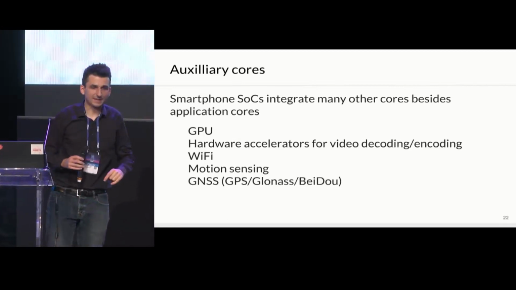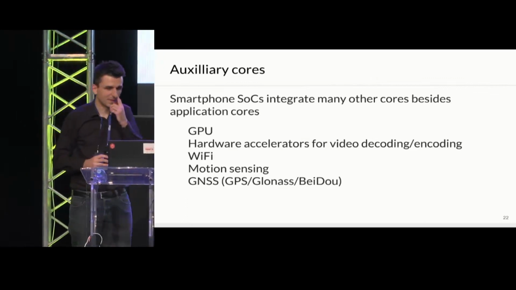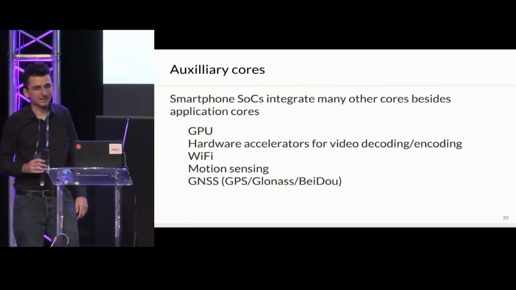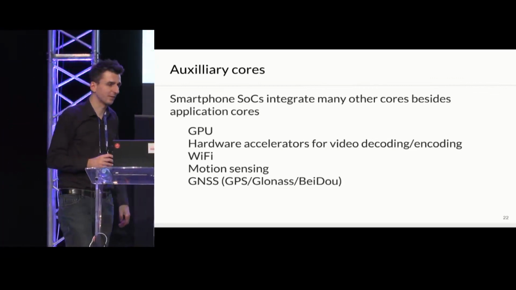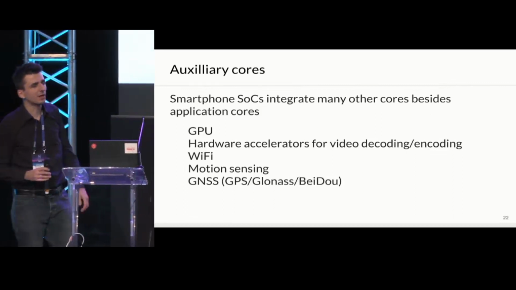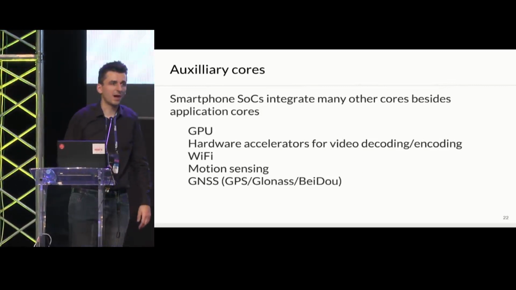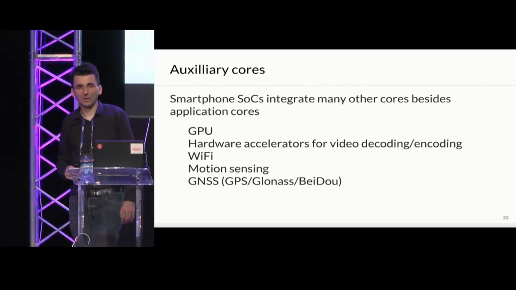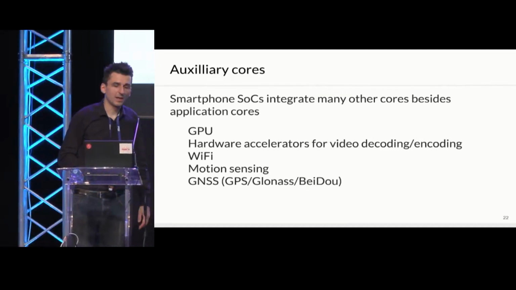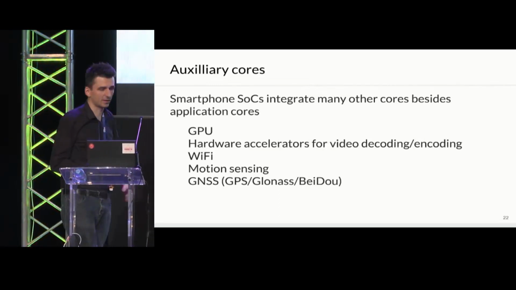While I was looking at device trees, I noticed something interesting. As we know, there are all these different kinds of cores that people have in smartphone SoCs these days. And many of them are ARM, except for the GPU, obviously. Hardware accelerators for video decoding often are ARM. Wi-Fi, in some cases, are ARM cores as well. Motion sensing are usually Cortex-M cores, and GNSS cores are ARM as well.